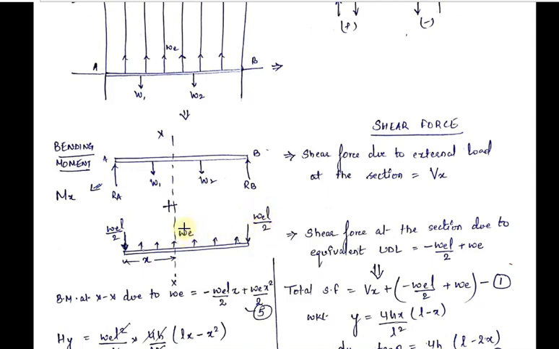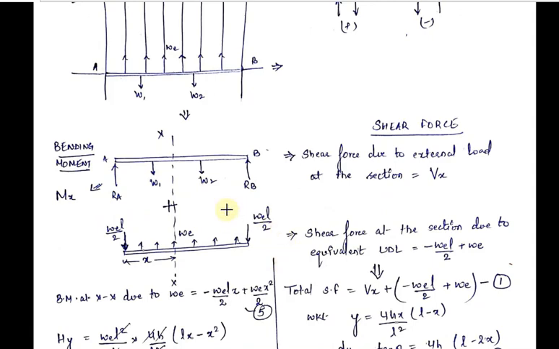So, the total load will be w into the total span, w into L, and half of it will be wL by 2. So, if I add the shear force in the first part and the shear force in the second part, I will get the total shear force. Suppose the shear force at this section due to the external loads is Vx. We are not finding out the value because the external load can be anything. So suppose the shear force due to the external loads is Vx.